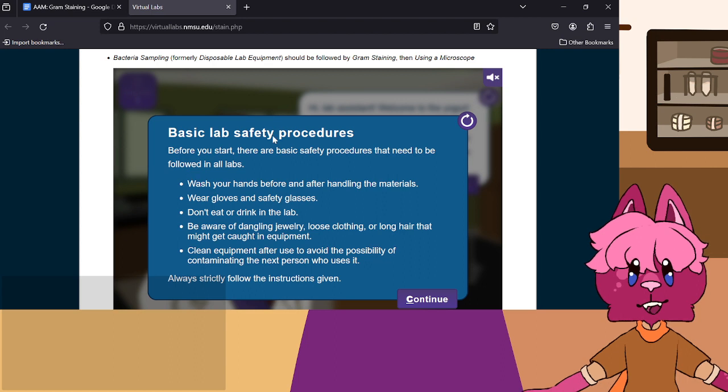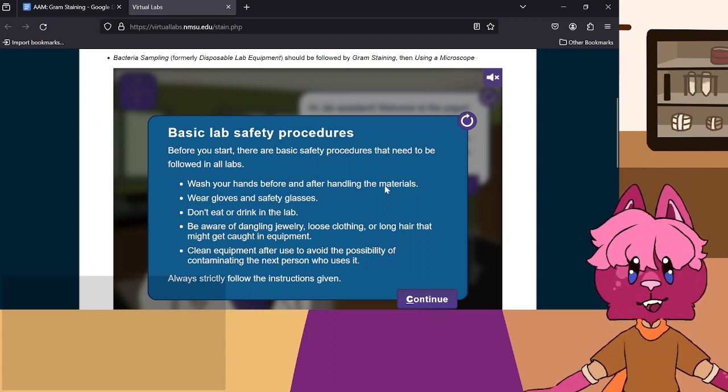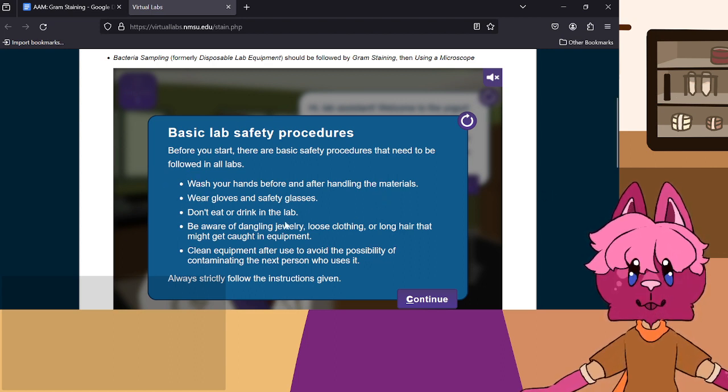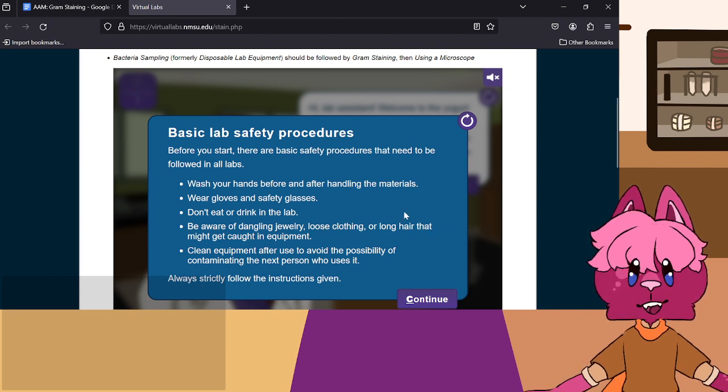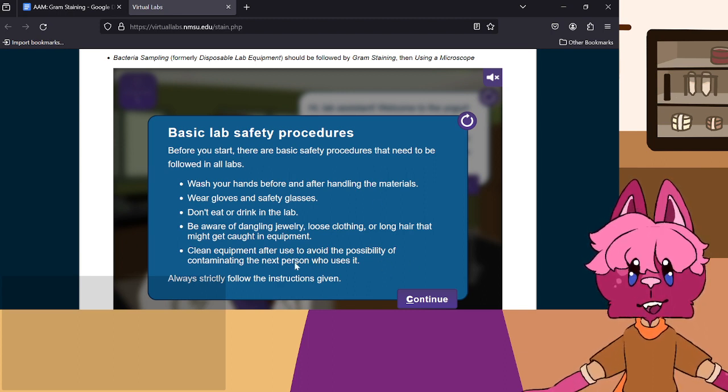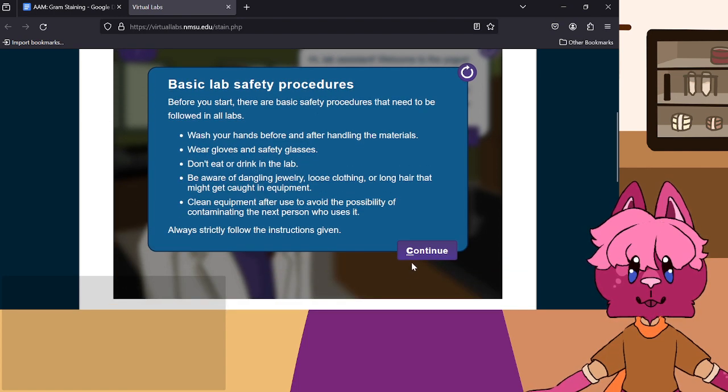So remember, these are basic rules of lab safety. Wash your hands before and after handling materials. Wear gloves and safety glasses. Don't eat or drink anything in the lab. Be aware of dangling jewelry, clothing, or long hair that will get caught on equipment. Clean equipment after use to avoid possibility of contaminating the next person who uses it.